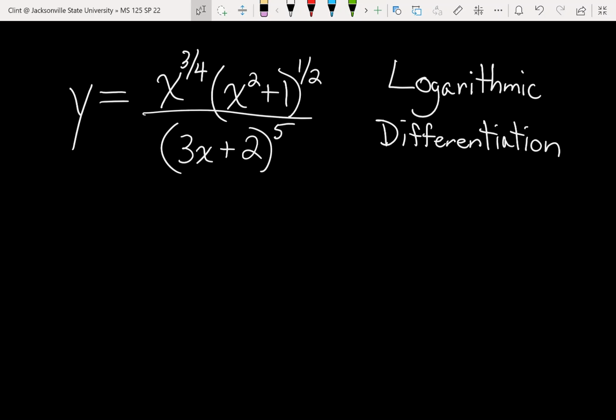The idea behind logarithmic differentiation is that we can take the log of both sides, and then we can leverage all those properties of logarithms to make this thing easier to deal with. You can take any log you want to, but the nicest one for us to work with is natural log. So what we would do is take the natural log of both sides.